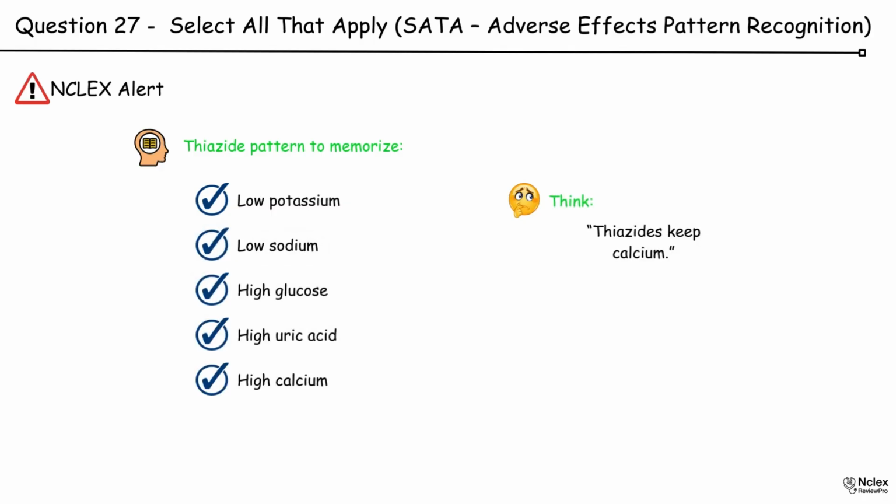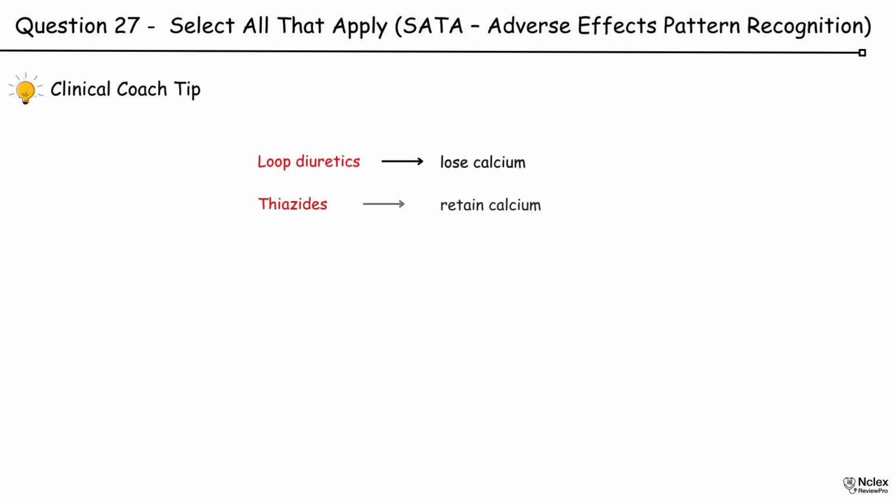Here's your NCLEX alert. Memorize the thiazide pattern. Low potassium, low sodium, high glucose, high uric acid, high calcium. You can remember it simply. Thiazides keep calcium. Now here's the clinical coaching point. The exam often tests the distinction between loop and thiazide diuretics. Loop diuretics cause calcium loss. Thiazides retain calcium. If you know that one difference, you will answer many electrolyte questions correctly. Pattern recognition is powerful on the NCLEX. All right, let's move on to the next question.